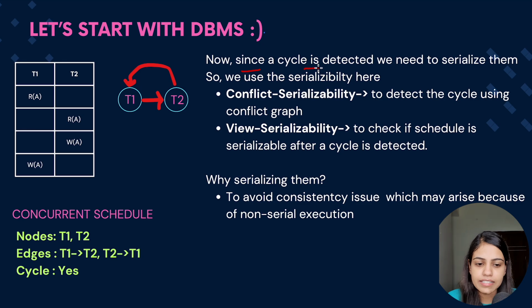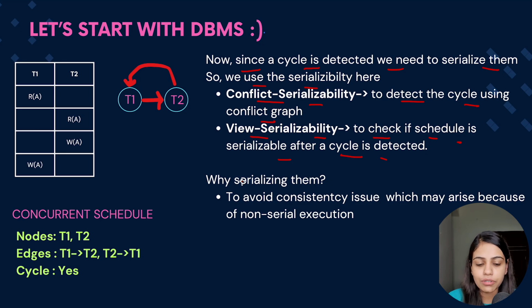Now, since a cycle is detected, we need to serialize them, so we use serializability here. First, we use conflict serializability to detect the cycle using the conflict graph, and then we use view serializability to check if the schedule is serializable after a cycle has been detected. So in this way, we use the serializability concept.